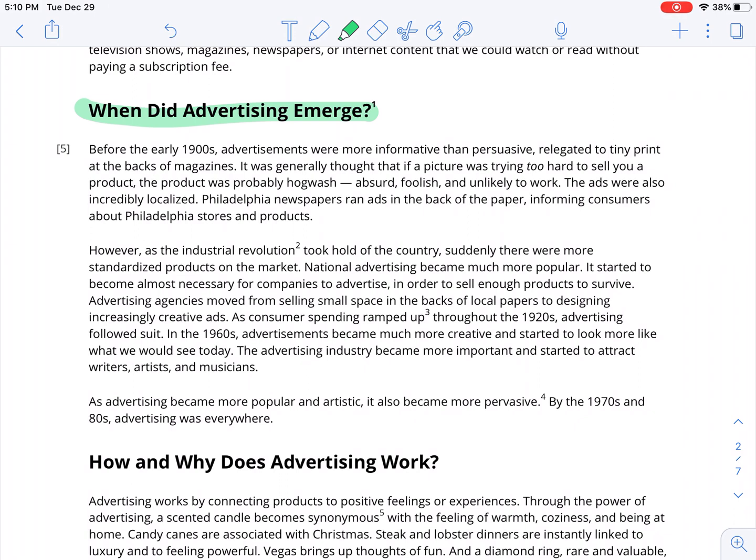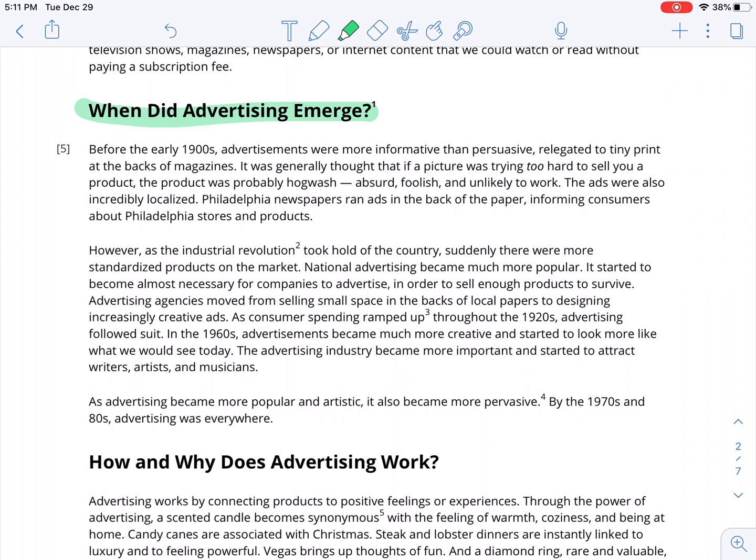However, as the Industrial Revolution took hold of the country, suddenly there were more standardized products on the market. National advertising became more popular. It started to become almost necessary for companies to advertise in order to sell enough products to survive. Advertising agencies moved from selling small space in the backs of local papers to designing increasingly creative ads. As consumer spending ramped up throughout the 1920s, advertising followed suit.